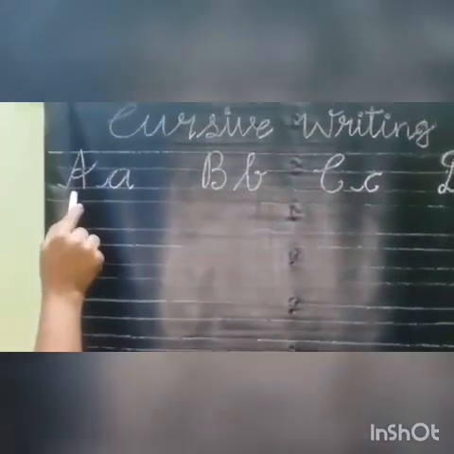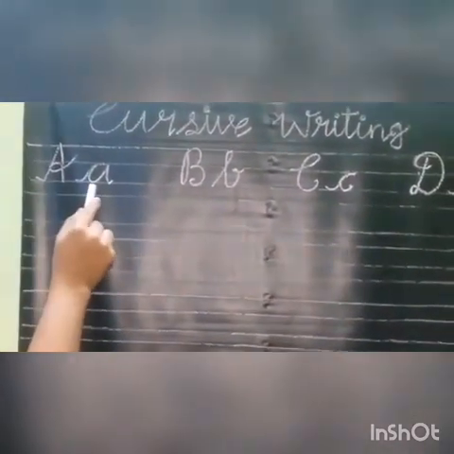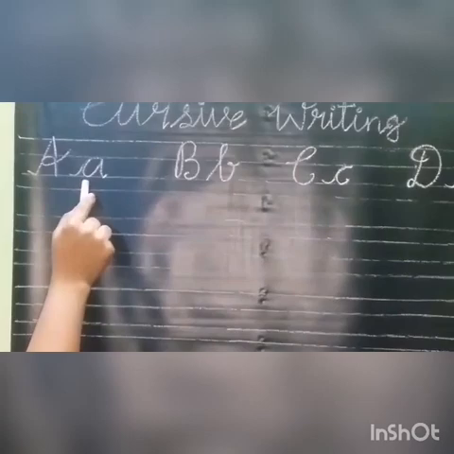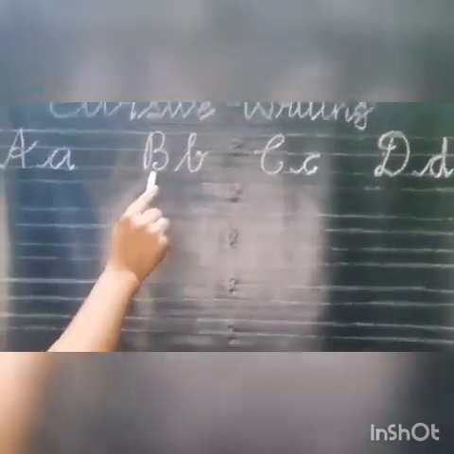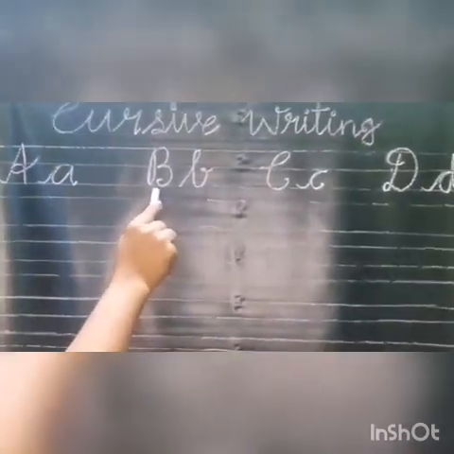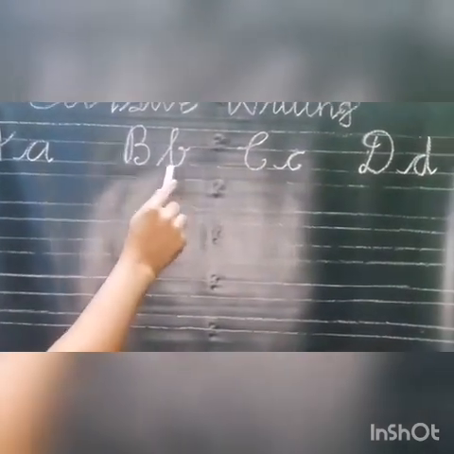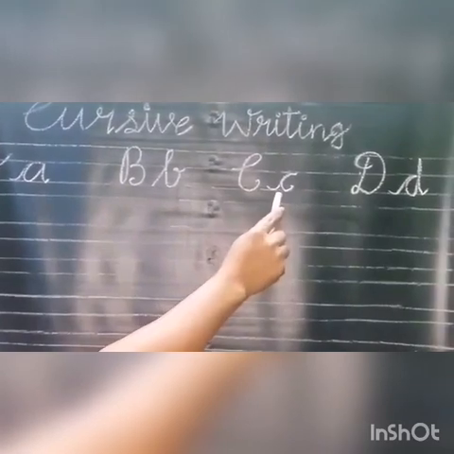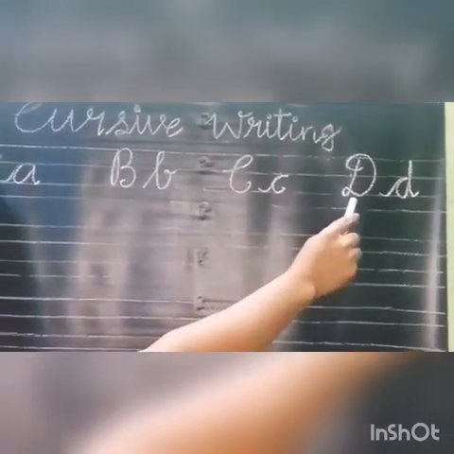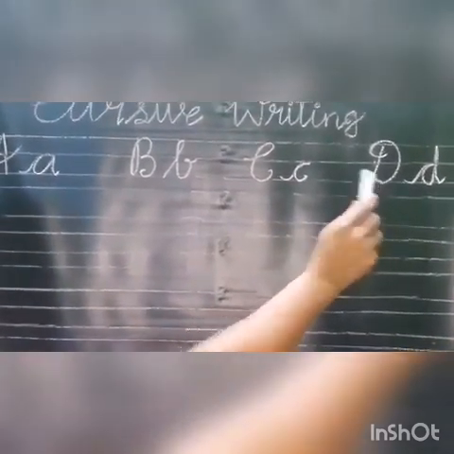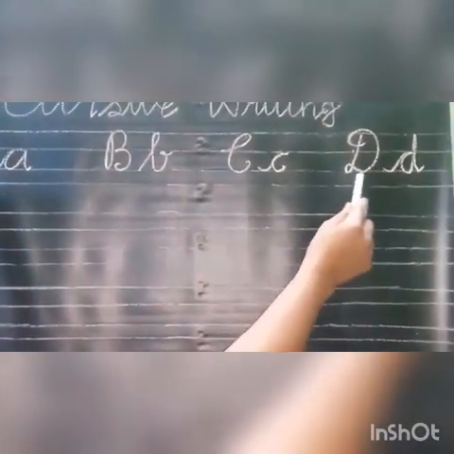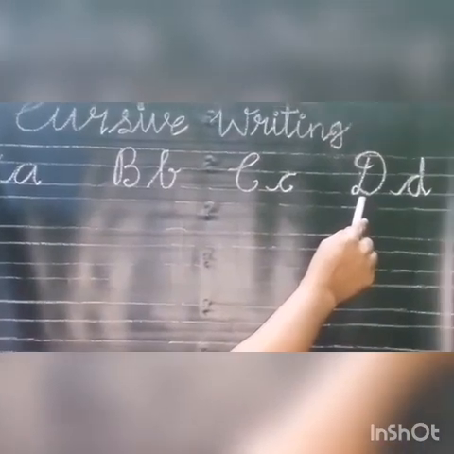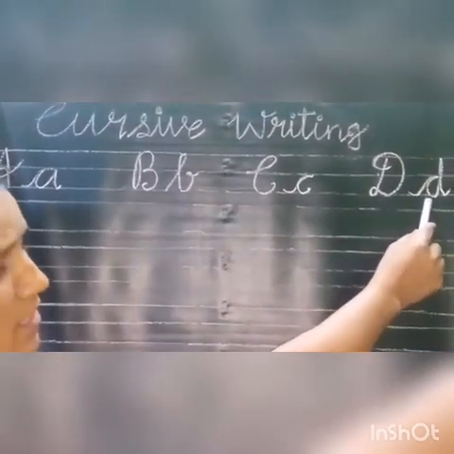Okay, fine. This is capital letter A. Then small cursive letter A. This one is alphabet B. Small cursive B. Alphabet C. Small cursive letter C. Sorry children, this is capital letter D and small cursive D.